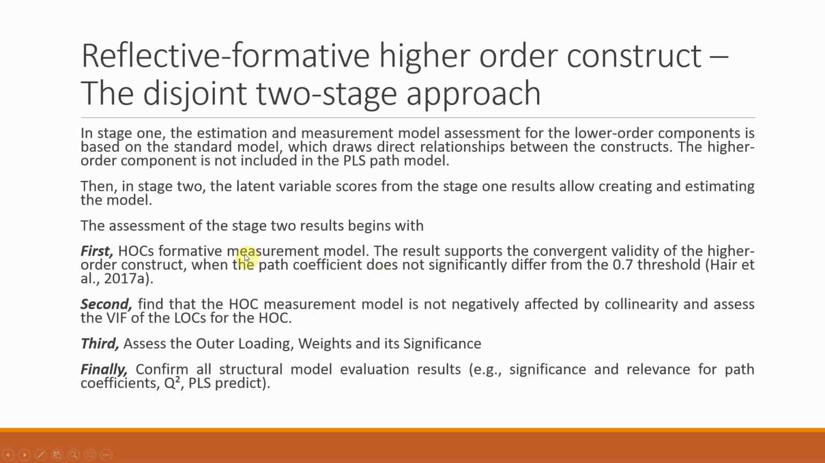For higher order components with a formative measurement model, the results support the convergent validity of the higher order construct when the path coefficient does not significantly differ from 0.7. So your outer weights are significant, your outer loadings are significant, and your VIF values are okay. Apart from assessing reliability and validity of the lower order components, your second stage begins with validating your higher order components.